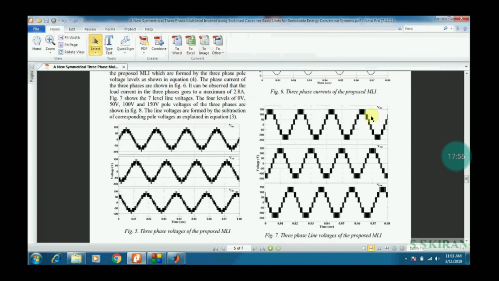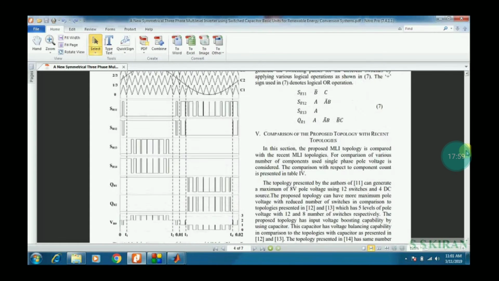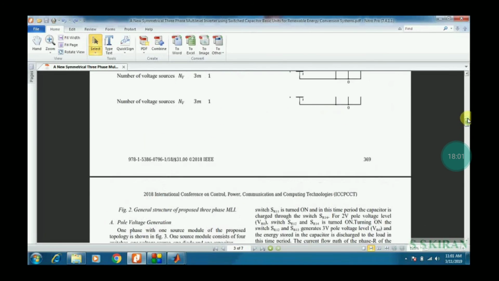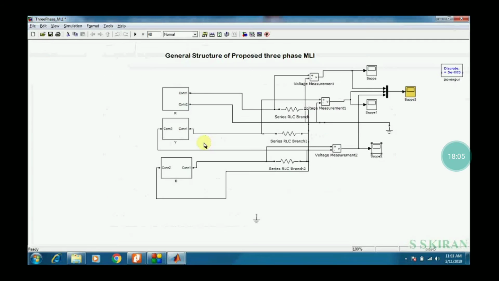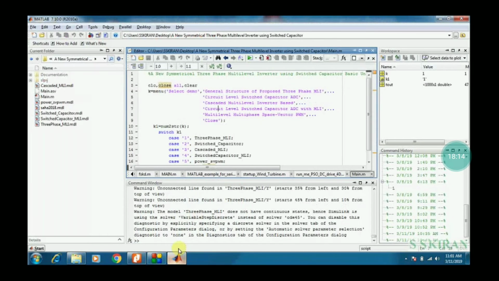This is the way to explain all the blocks, designing of a general structure. Already designed switched capacitor. There's some resistance across the load. That's close. Good. It's fine.